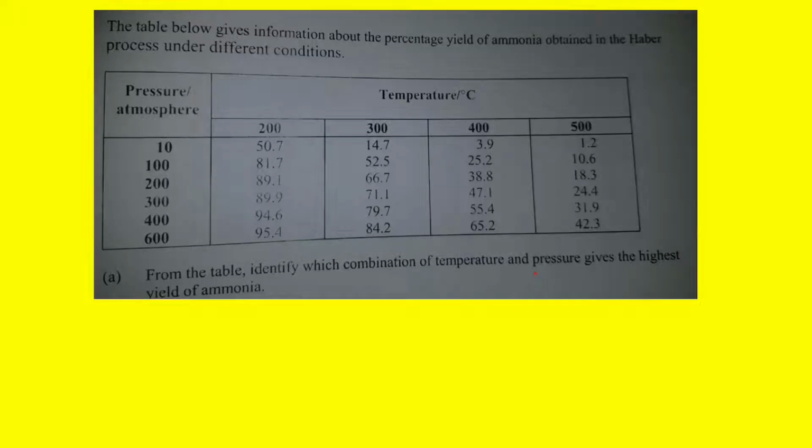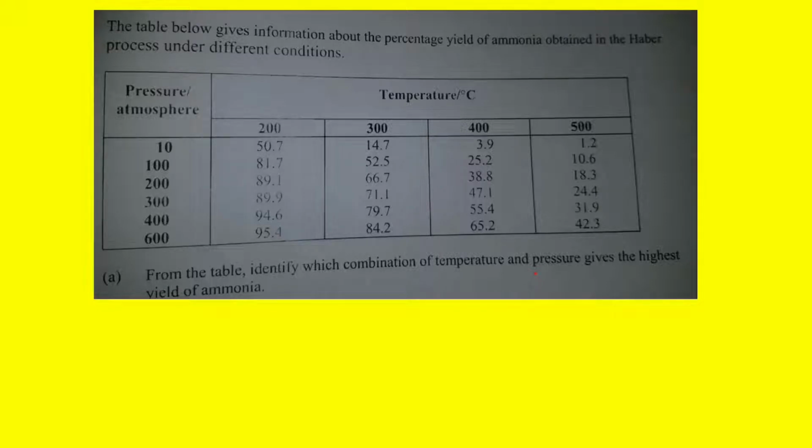Hello dear students, we are going to solve this sum from equilibrium chapter. So this sum says that the table below gives information about the percentage yield of ammonia obtained in Haber process under different conditions. So they have given this pressure in atmosphere and temperature. So whenever this type of sums are there, what you have to do is you have to identify.